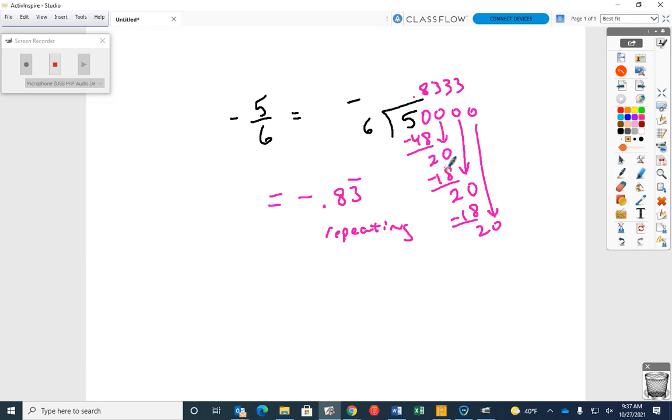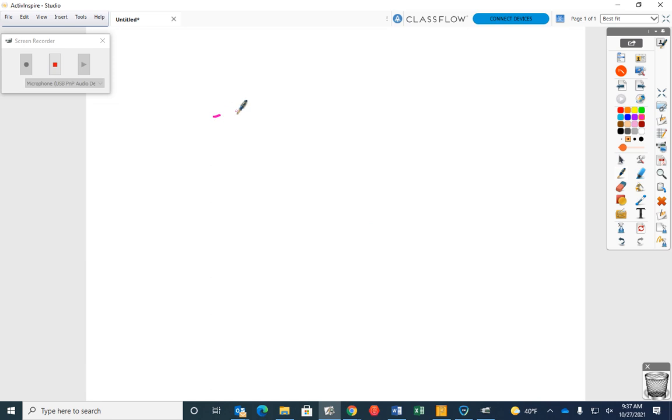Sometimes you have big numbers. Good old-fashioned long division. Let's say I had something like this: negative 7 over 32. If you don't start to see something repeating after 4 or 5, even 6 decimal places, it's probably going to terminate. First of all, is this going to stay negative? Yes, so my answer is going to be negative.